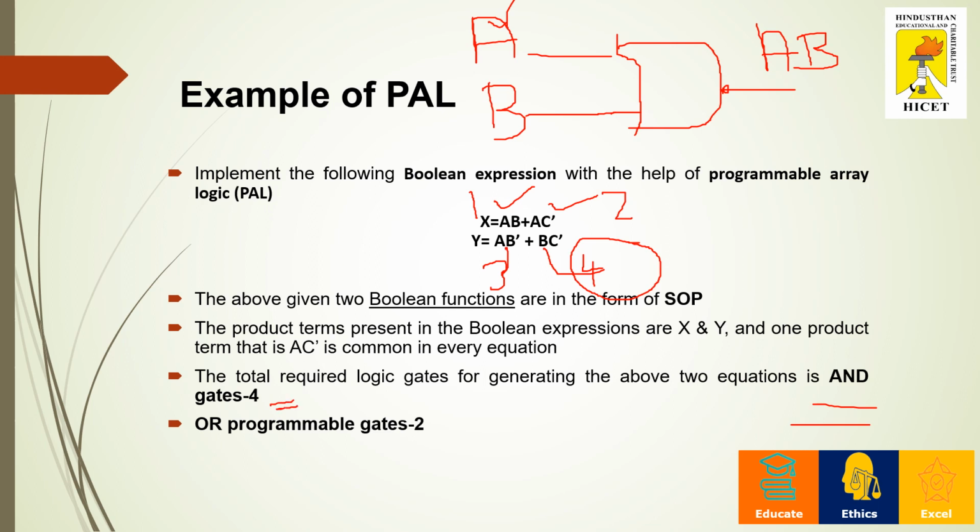Fine. And now the given Boolean expression contains sum of product terms, which means X requires an OR gate and Y requires an OR gate. It is very clear from the Boolean expression. You can see over here, it has an expression X is equal to AB plus, so one sum term is required. Followed by that, you have the other sum term AB complement plus BC complement. So it is very evident that here we require two OR gates, that is, two OR programmable gates are required.